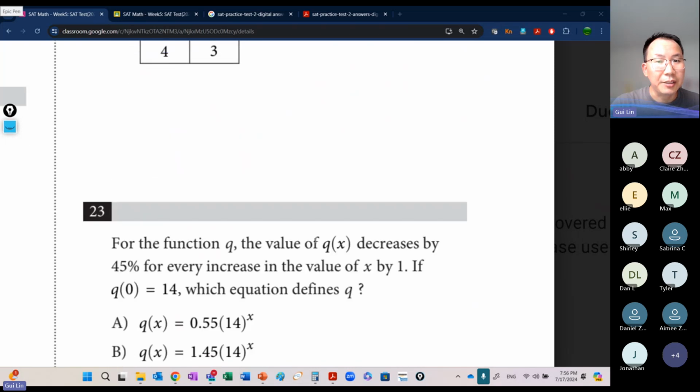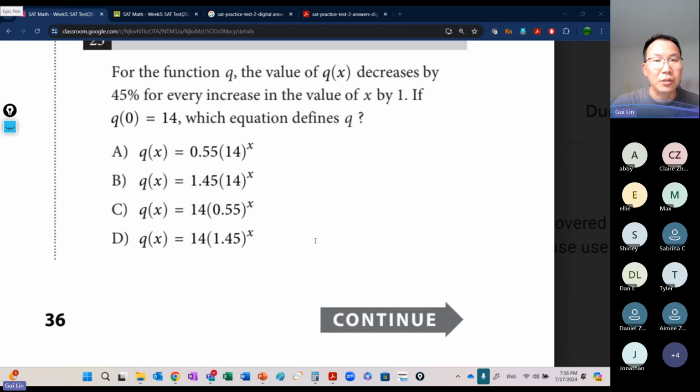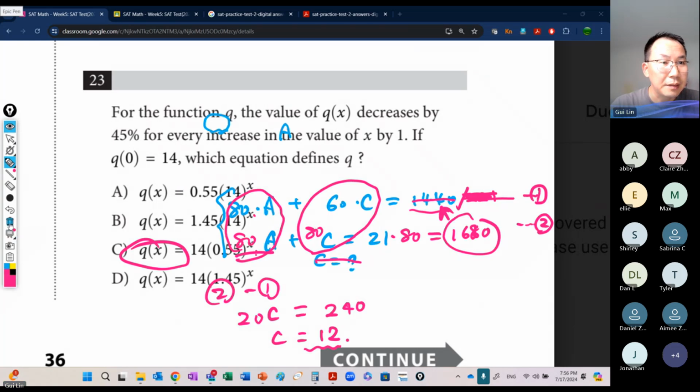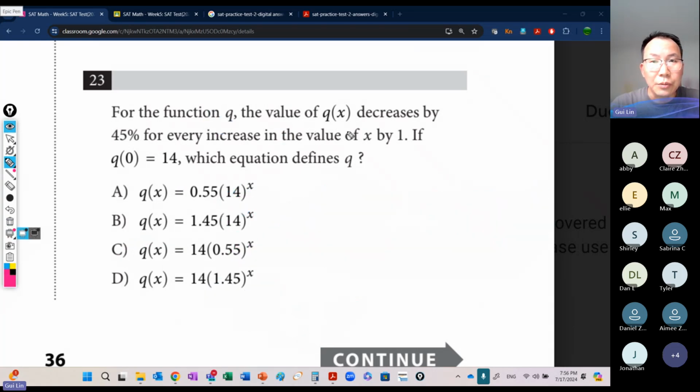Next, number 23. So let's go to an exponential question again. For the function q, the value of q, function q(x), decreased by 45%. Okay, so decrease 45%. Suppose q(x) initially is 1, and with the next increase of 1 in x it becomes 0.55, right?